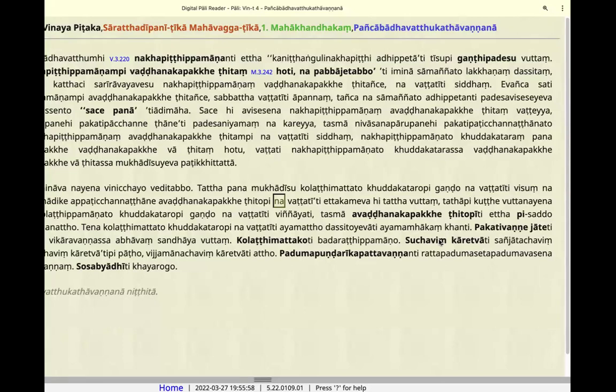Nakha means the nail, paṭhi means the bed. The symbol of the nail bed. We have the five fingers. Among the five fingers, which finger is not mentioned, therefore the commentator points out kanitha inguli nakha paṭhi. Kanitha means the smallest. Inguli means the finger.